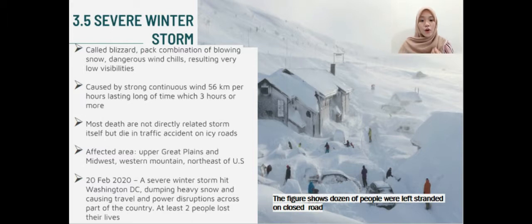A recent case was recorded on 20 February last year, where severe winter storms hit Washington and at least 2 people lost their lives. So look at the figure. There you can see the conditions of where the severe winter storms could actually happen.